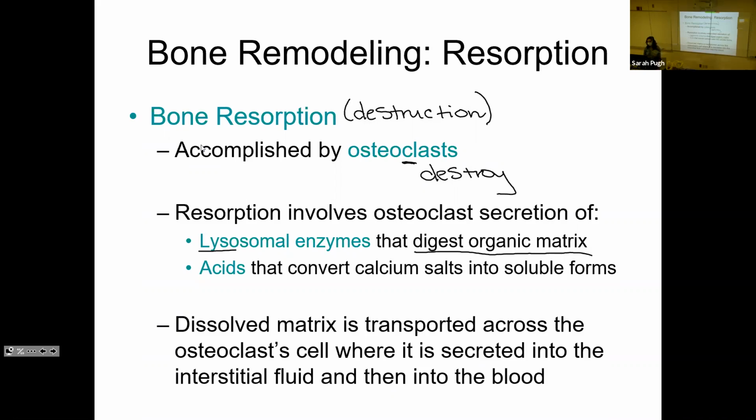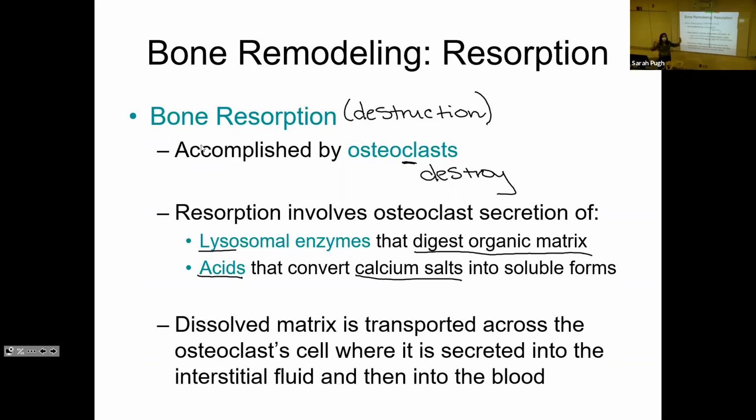And then osteoclasts also release acids. And the acids are what liquefy that inorganic matrix, which are the hydroxyapatites, the calcium salt. So the acid helps to liquefy the calcium in your bone so that you can put it right in your bloodstream. This is typically, when we remodel our bone, when we destroy it, we are typically destroying the bone so that we can get calcium into our bloodstream.